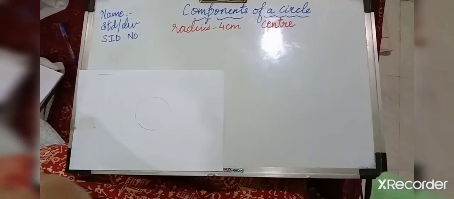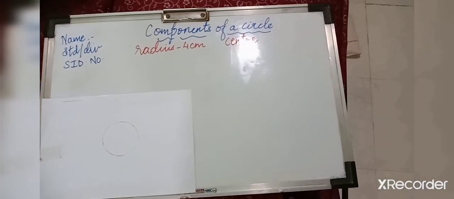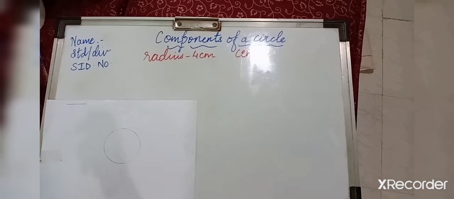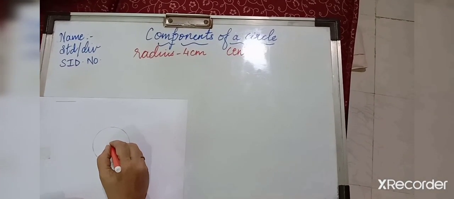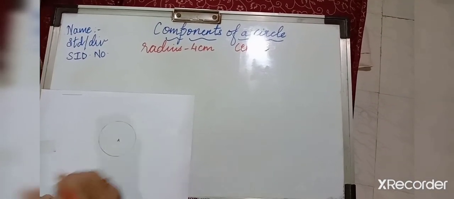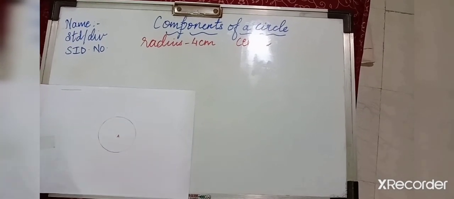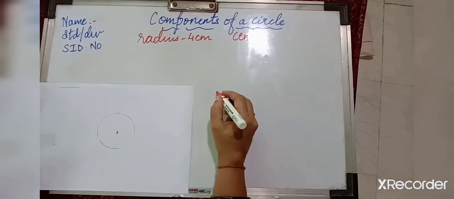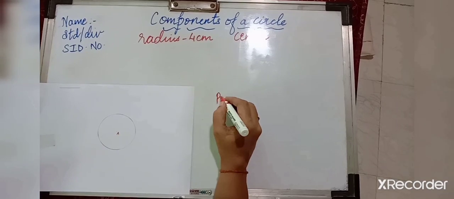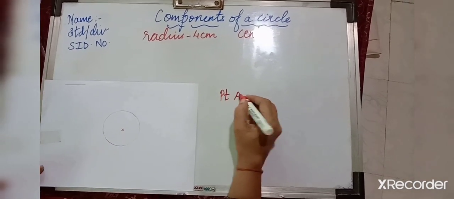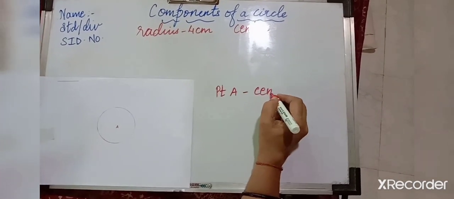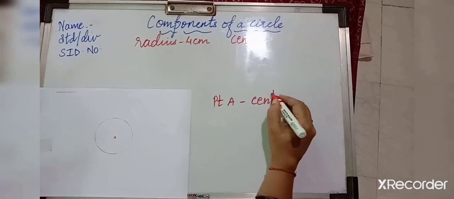Now here the point A is called the center of the circle. So what is the center? Point A is the center of the circle.